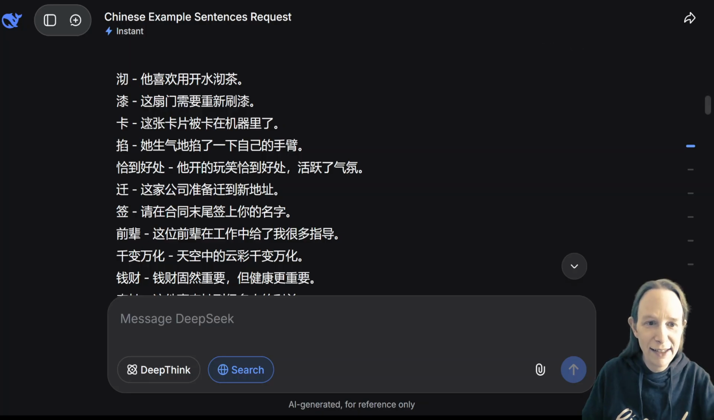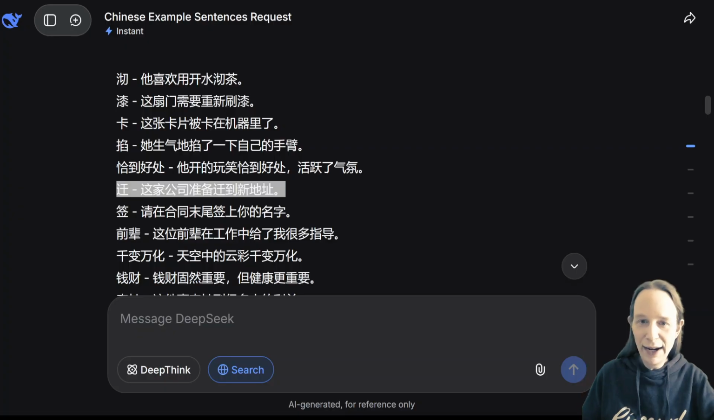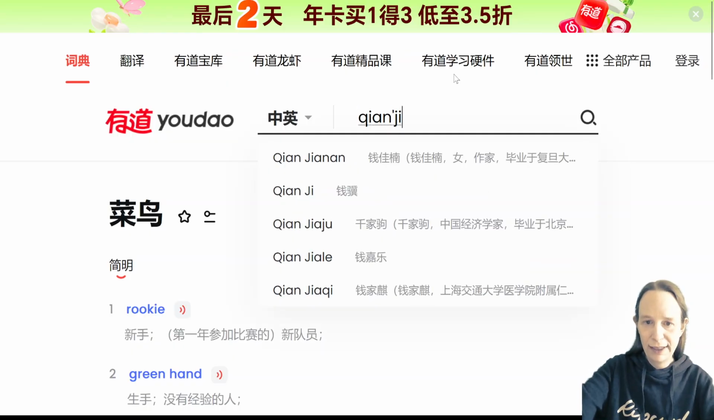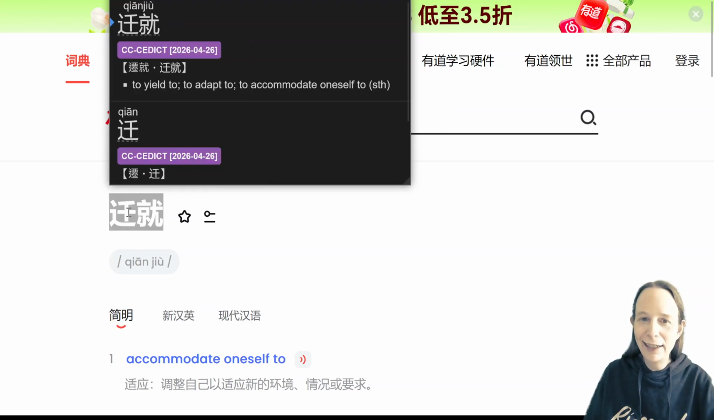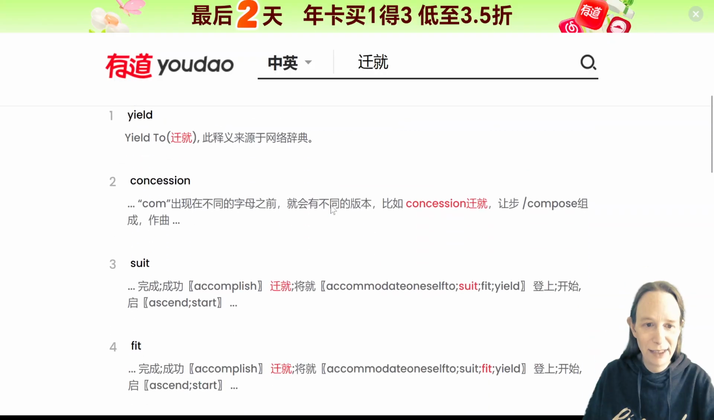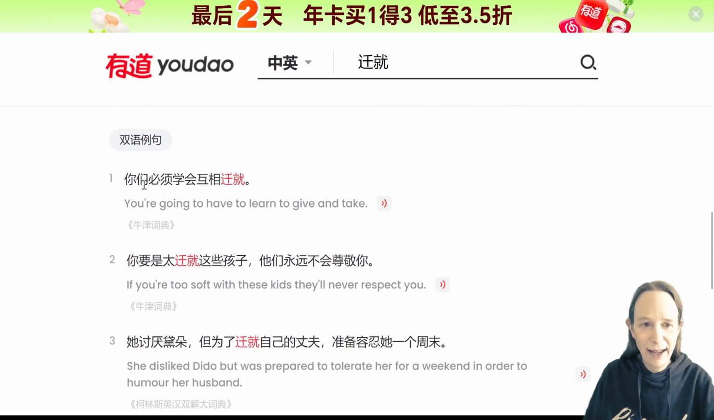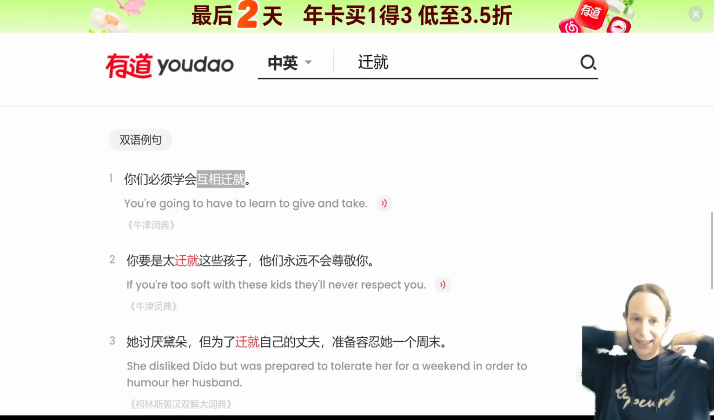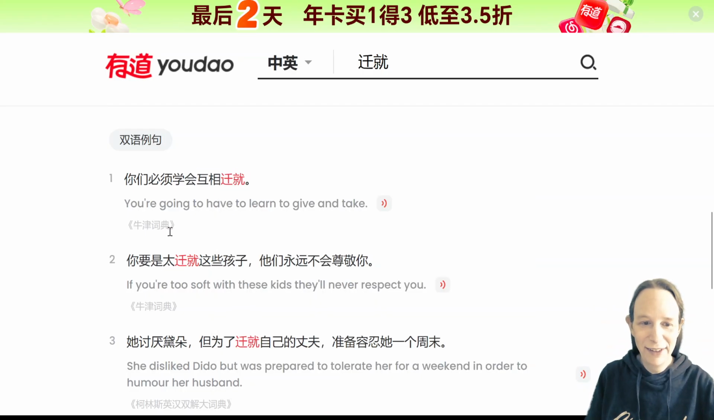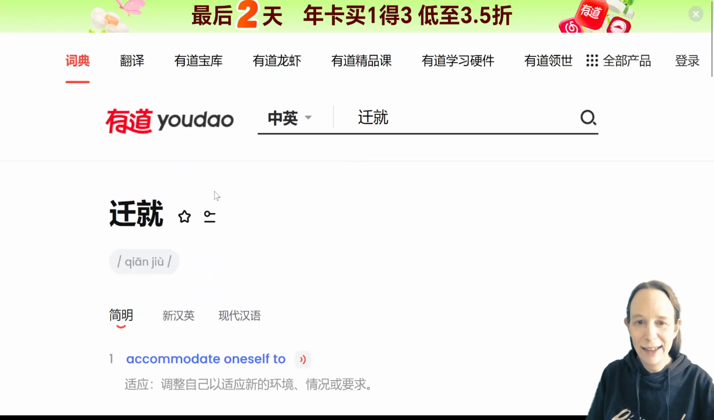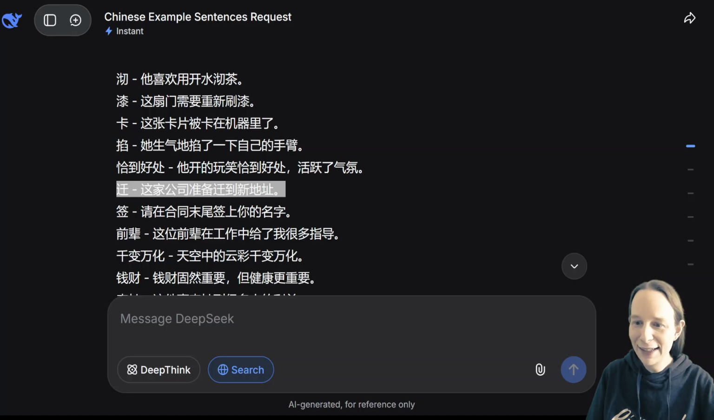Sorry, I'm going back to 迁. There was one other word we missed. 迁就. This is very important, actually. It's like yield or concede, make a concession. 你们必须学会互相迁就. The kind of give and take, like mutually making concessions for the other party. 你要是太迁就, if you're excessively conceding everything, 孩子们不会尊敬你, they'll never respect you if you're too soft. Anyway, I forgot that one last time.